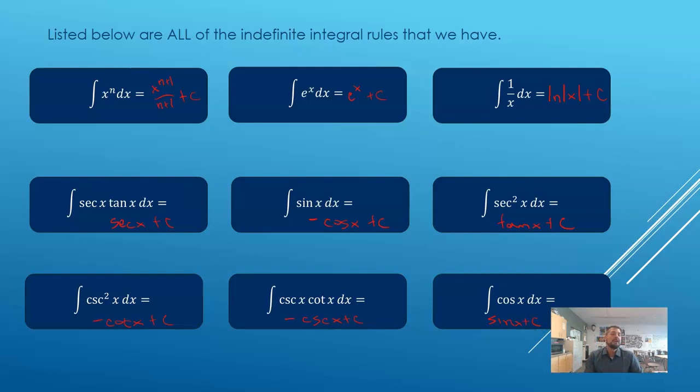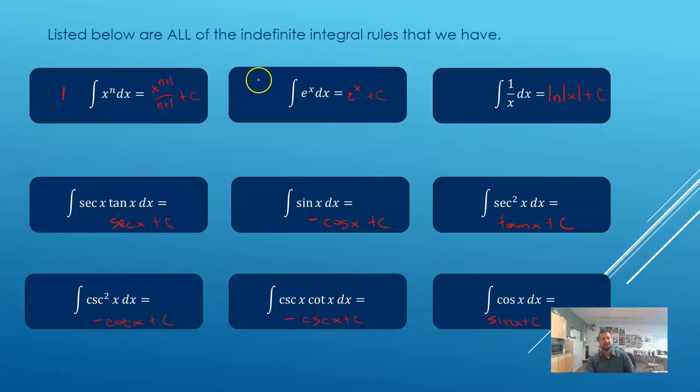Now again, those are the only antiderivatives, the only indefinite integral rules that we know. There are no other ones besides those that you even have to worry about, because those are the only 9 that we can use on a regular basis. Everything else that we do will be based off of these 9 in this class anyway, but know that those are the only ones that we have to know.